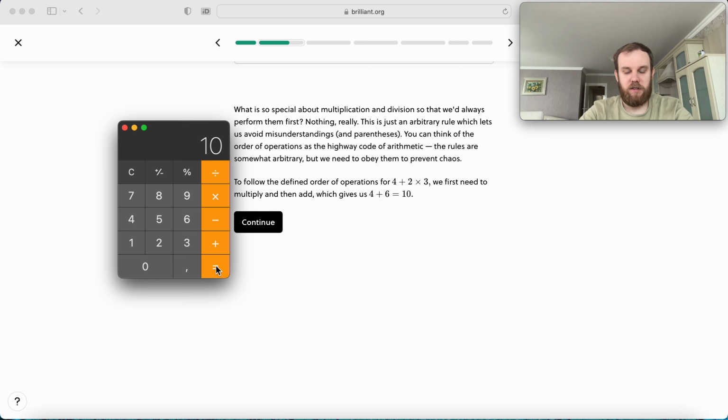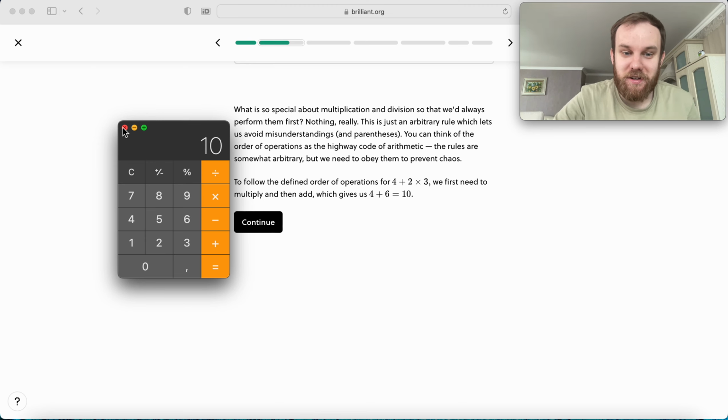But let's try 4 plus. I'm trying on my phone. 4 plus 2 multiply 3, 10. Yeah, it's working perfectly. So if not, it should be 4 plus 2 multiply 3, and it should give a different answer if it's not working properly. So iPhone is already doing this, Apple is already doing it. I'm surprised, but good to know, good to know.